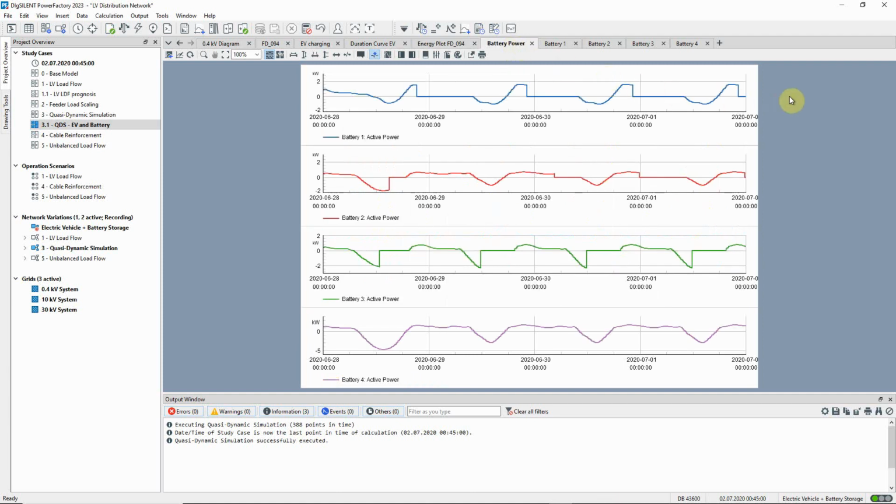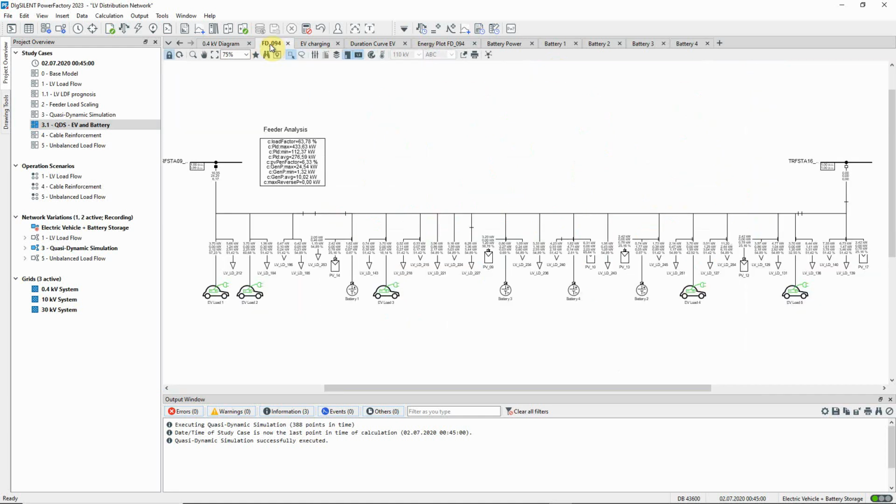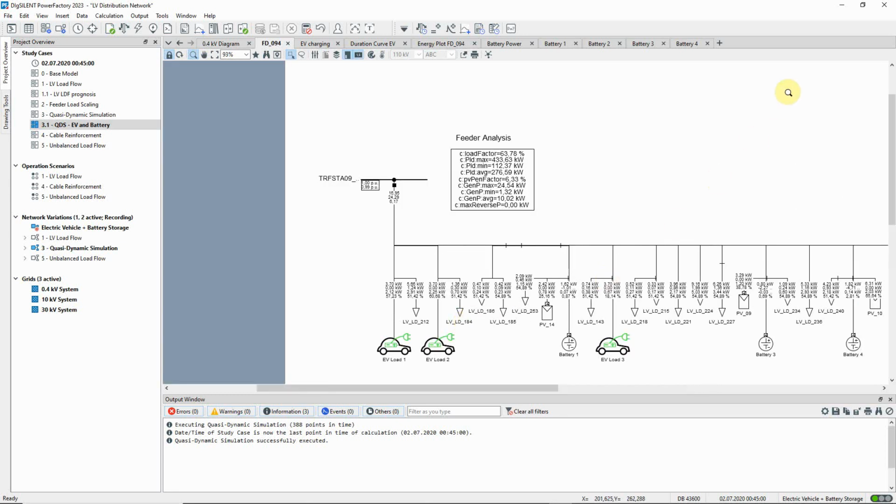This plot shows the active power of the batteries. As a rule, the batteries store the most energy during the day, when the PV systems are generating. But we can see quite some variation between the different storage systems. This is partly because of different model parameters, but also because the loads that they support vary in their load profiles. And these plots show the detail for each battery and its associated load and PV plant. Finally, if we return to the feeder representation, we can see a summary of the results of the quasi-dynamic simulation for this feeder.